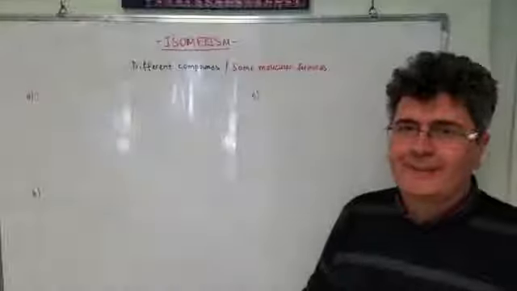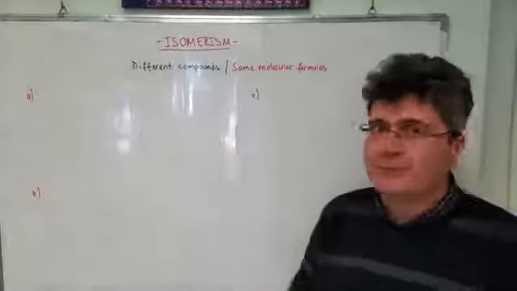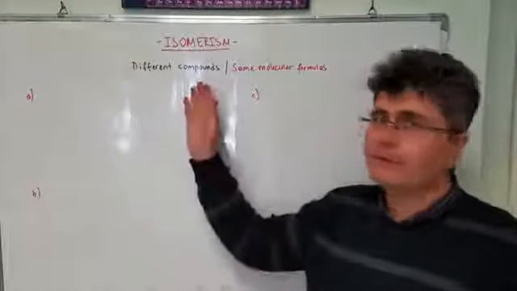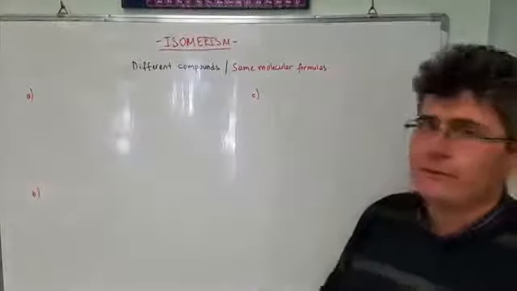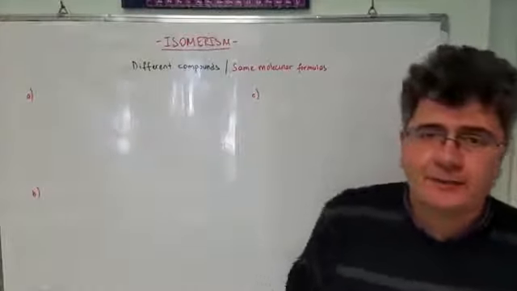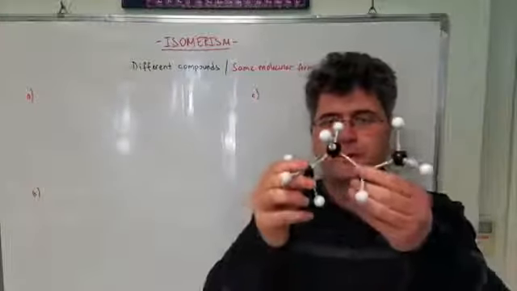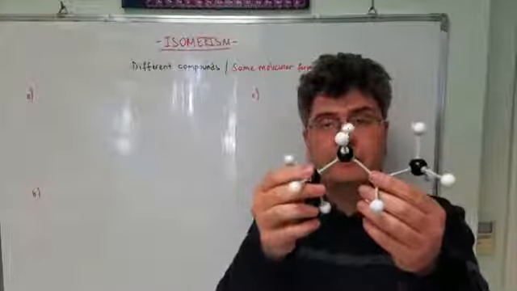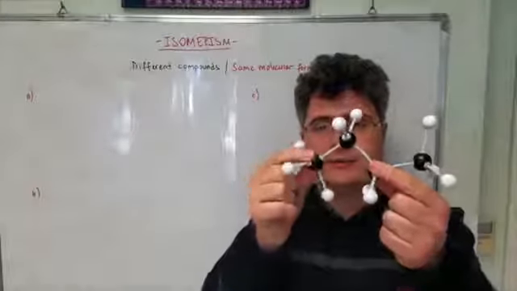Hello, in this video we'll talk about isomers. What are isomers? Isomers are different compounds having the same molecular formula. Consider such a molecule. Here I have 4 carbon atoms, it is butane. I have 4 carbon atoms and 10 hydrogen atoms in total.